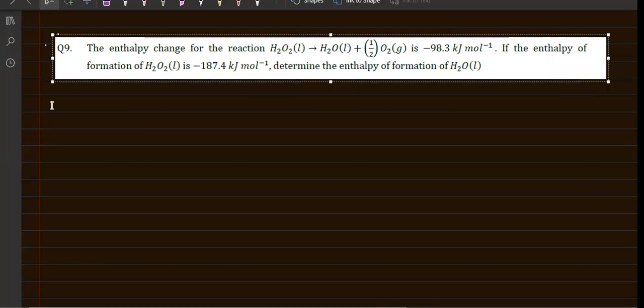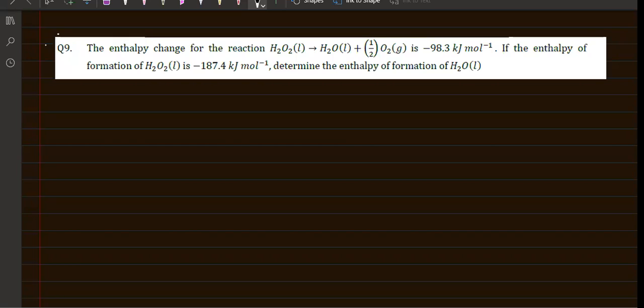Okay, let's see what is given, what is being asked over here. So I know that we have a reaction, right? The first thing is identify your reaction. It is clearly visible because it's already given. You don't have to form the reaction over here. So the reaction is H2O2 dissociating into H2O plus half O2, and enthalpy change is given.